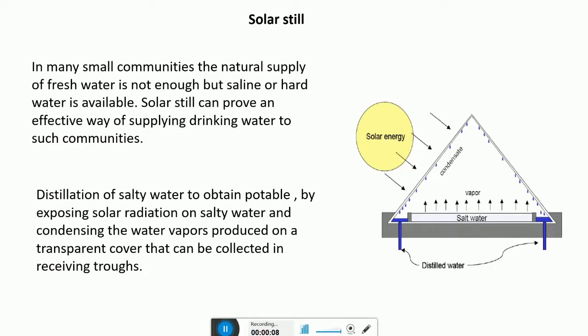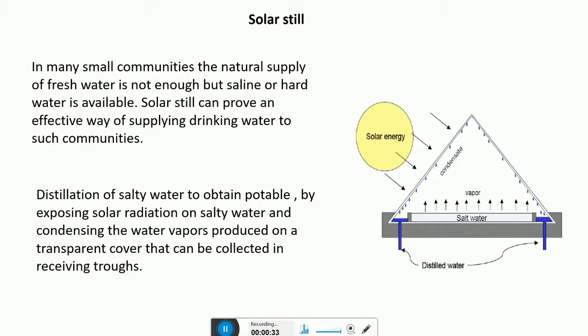Then another photothermal application is the solar still. In many small communities, the natural supply of fresh water is not sufficient, but saline or hard water or salty water is available there. Mostly this happens in rural areas. Solar still can prove an effective way of supplying drinking water to such communities.